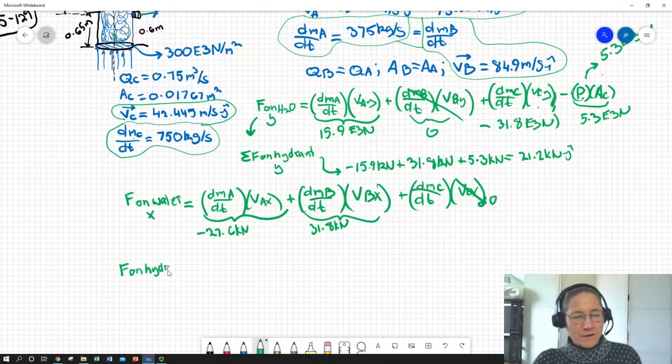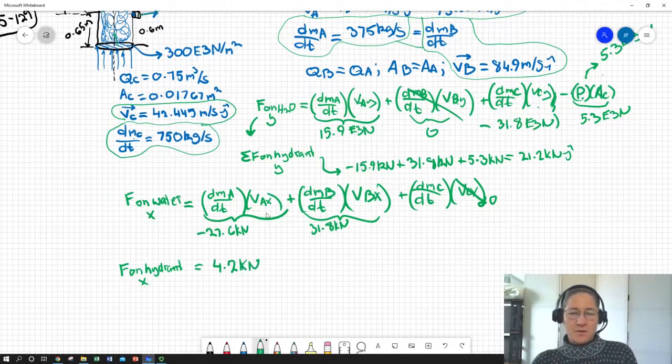on the hydrant from the water in the X direction, we just add those two and flip the signs. So we end up with 4.2 kilonewtons. So it'll be in the negative direction, net. We're pushing it over to the left.